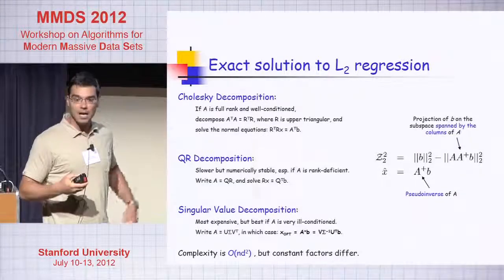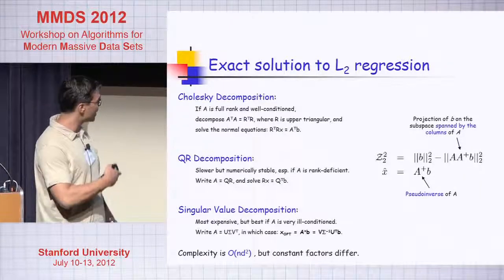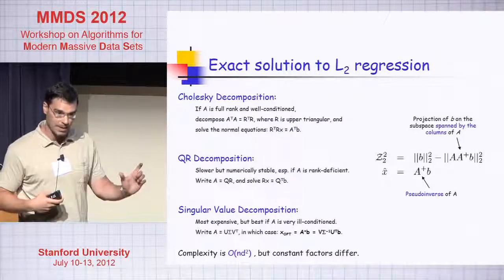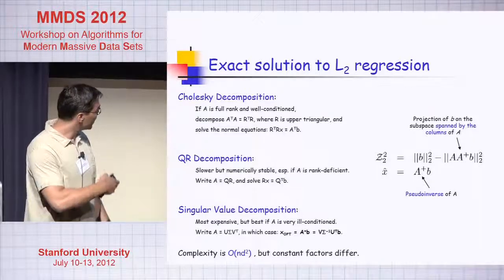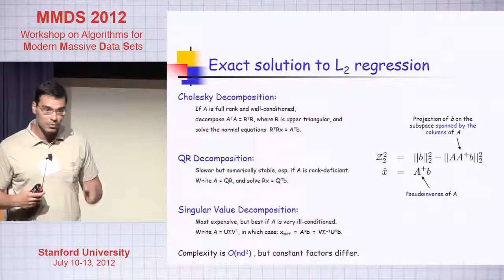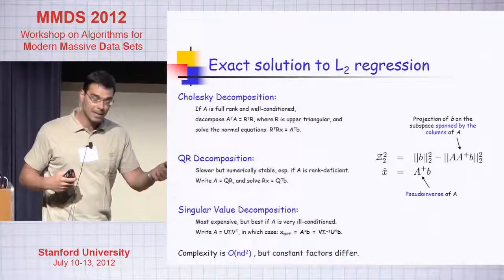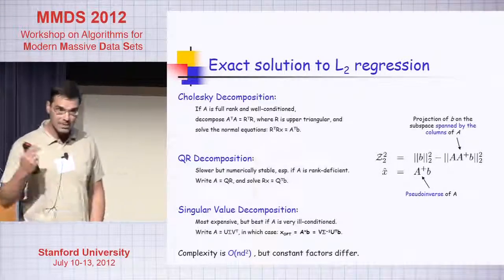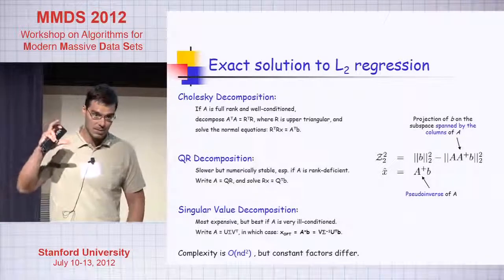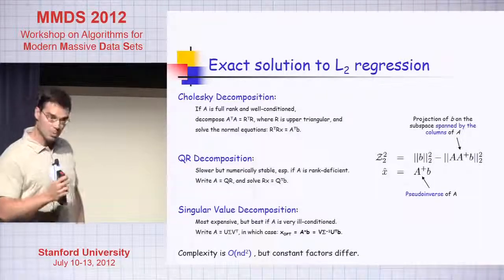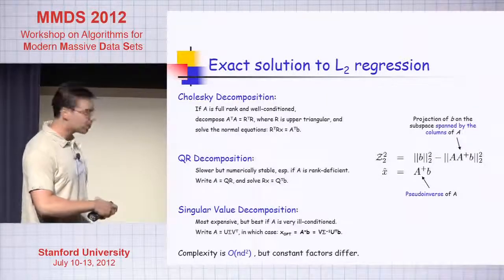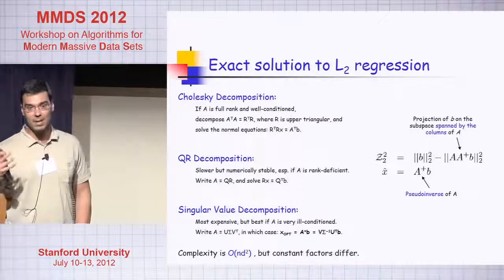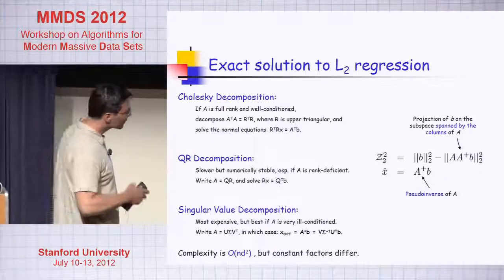But what I want to mention here is that all these methods have essentially the same asymptotic complexity, but you're getting more and more numerically stable as you move down. Well, you pay a penalty for this, and the penalty is that this order nd² complexity, it's nd² because it's linear in the large dimension, which is n, and quadratic in the smaller dimension. The penalty that you pay is that the constant factor increases.